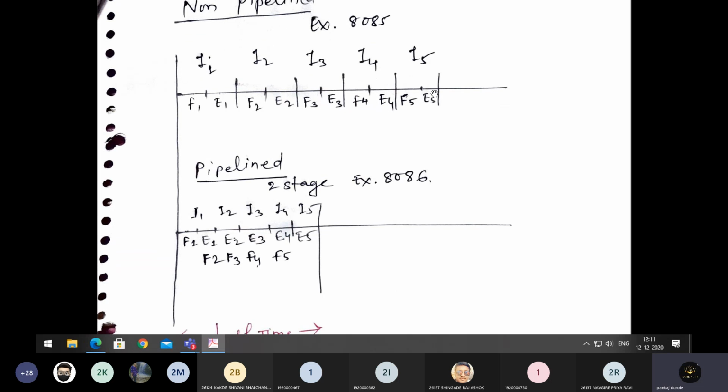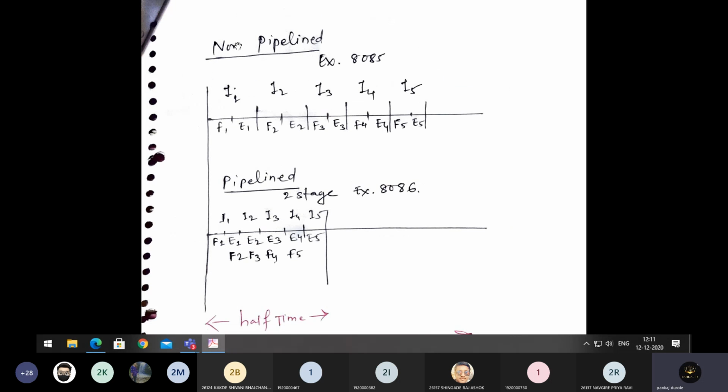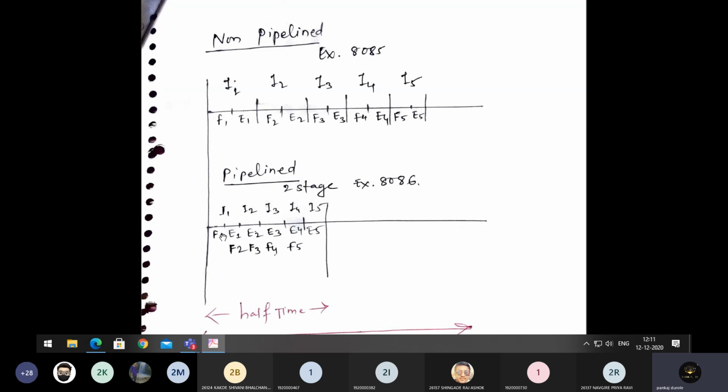This is the complete time required for 5 different instructions in the non-pipeline architecture. Here are instructions 1, 2, 3, 4, 5, the 5 different instructions we are executing, but now with the help of pipeline architecture. We fetch the first instruction and then execute it. When we are executing the first instruction, at the same time we are fetching the second instruction. After the fetching, the execution of the second instruction will happen.